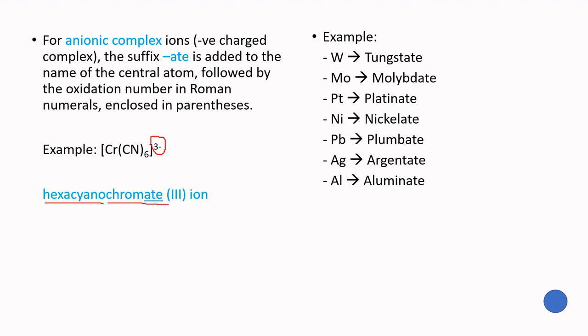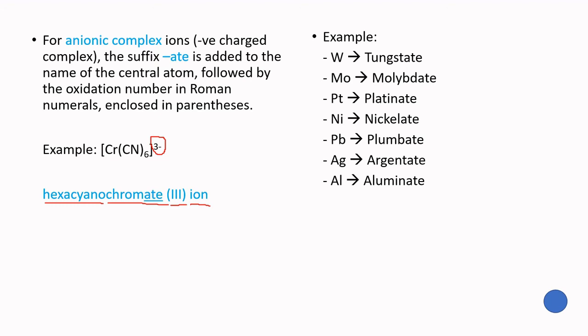When you calculate the oxidation state, the oxidation state of this chromium ion is 3 plus, so it is written as 3 here. And since you have a charge outside of the bracket, you need to put "ion" in the name.